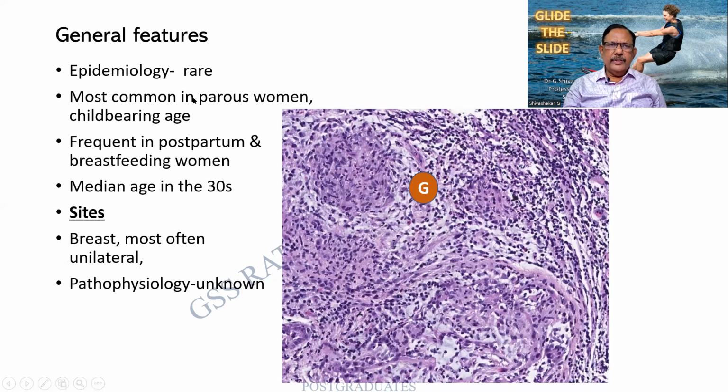It is a rare lesion, more common in the paras, that is the reproductive age group, childbearing women. Frequent in the postpartum, not postmortem. Postpartum and breastfeeding women. And the median age is around 30 years. In our history, it is 32.